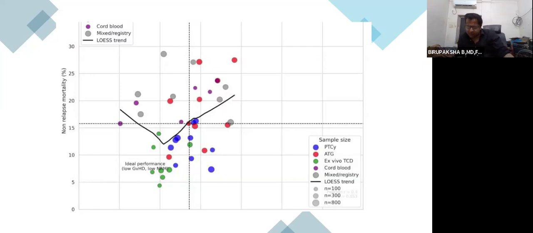Now, this portion might complicate things a bit. The mixed registry. When we perform a systematic review, we need to include people from every place on this earth to get a proper and good result.